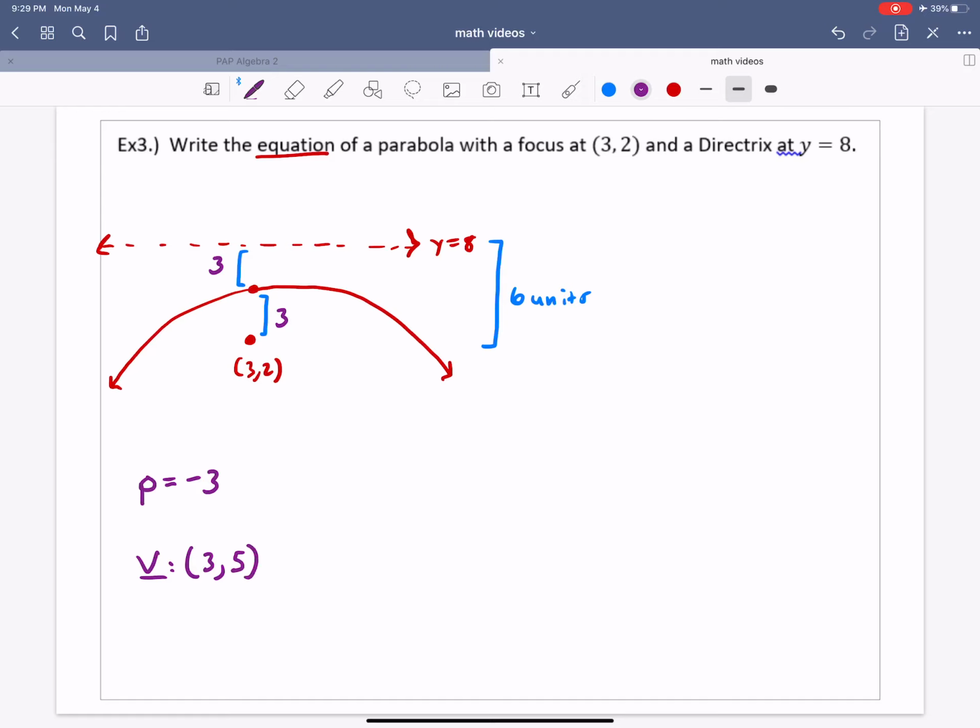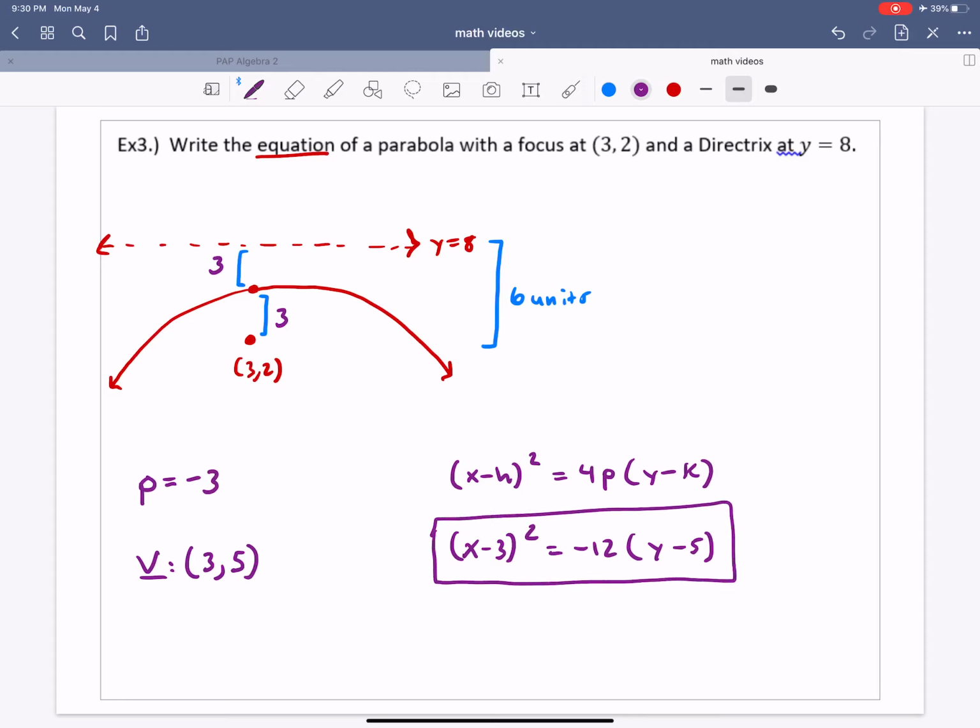Now all we have to do is build our equation. Since it opens down, we're going to use the equation (x - h)^2 = 4p(y - k), and then we just plug and chug. So we have (x - 3)^2 = 4 times negative 3, which is negative 12, times (y - 5), which would be our final answer.